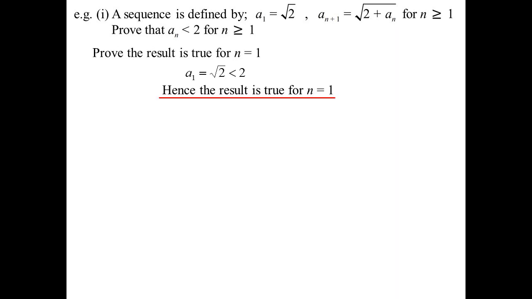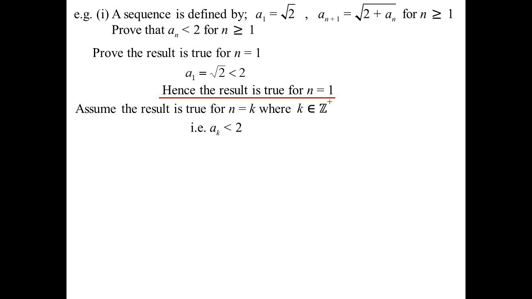A sequence is defined this way. A1 is the square root of 2. Then every term after that is going to be worked out using this formula: the square root of 2 plus the previous term. We're going to prove that every term is less than 2. Well, there's only one thing I'm substituting into the recursive formula, so I only need to prove it true for the first case, which is n equals 1. They've told me that the first term is the square root of 2. The square root of 2, well, yeah, it's about 1.414 or something, but it's less than 2. So, yep, first case works.